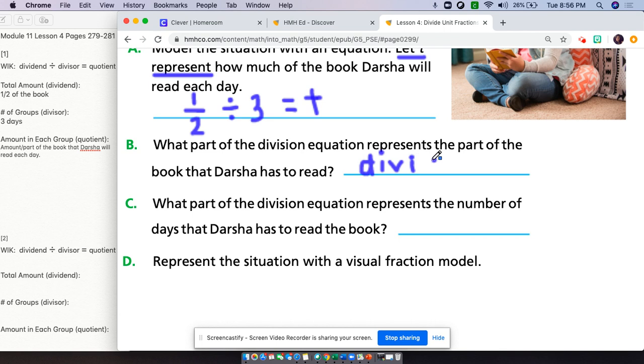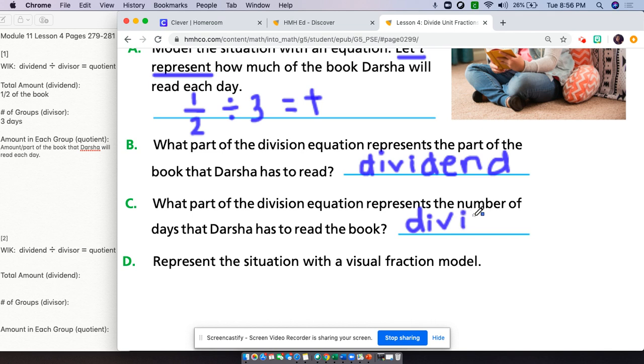Part C says, what part of the division equation represents the number of days that Darsha has to read the book? How many days does she have to read the book? 3. And that is represented as my divisor. Okay?